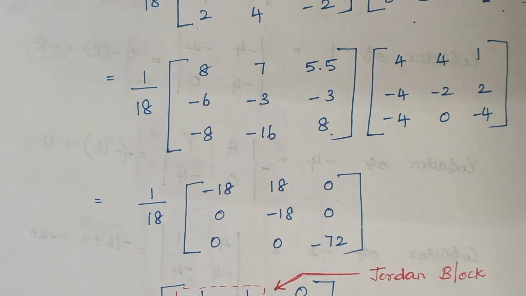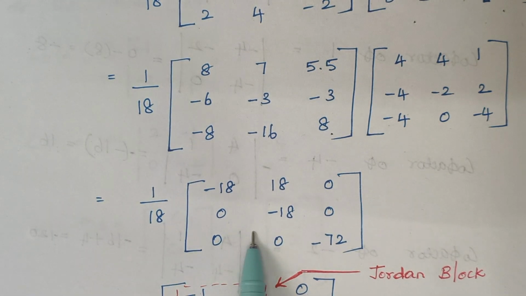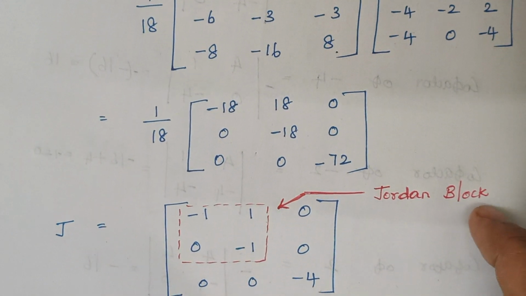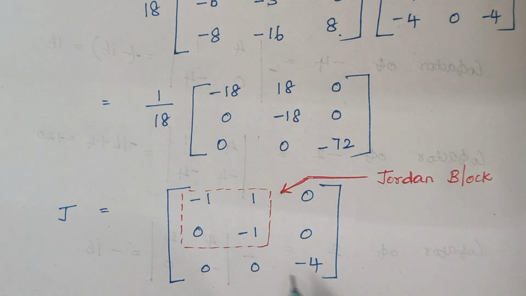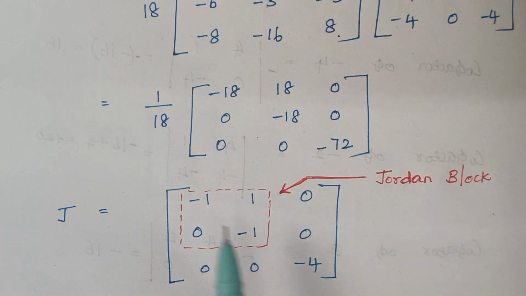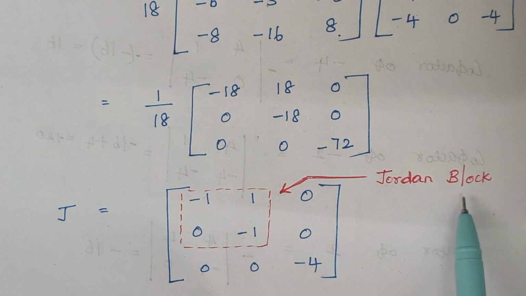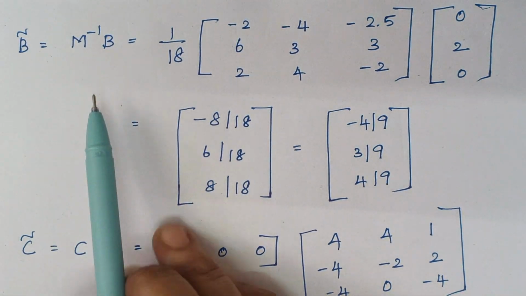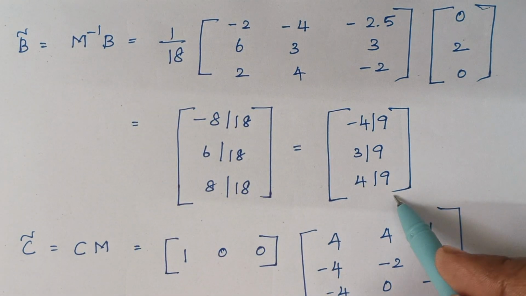So now we are introducing this division by 18 inside this matrix. So minus 18 by 18 gives you minus 1, right? So likewise, you see here we are having a matrix like this. If a matrix has elements arranged in this way, this is known as a Jordan block, right? The next step is calculating B cap. It is nothing but M inverse B. So again when you substitute, we are ending up with a matrix like this.